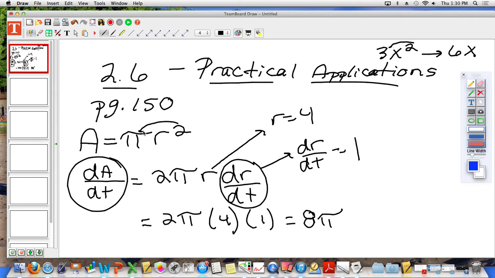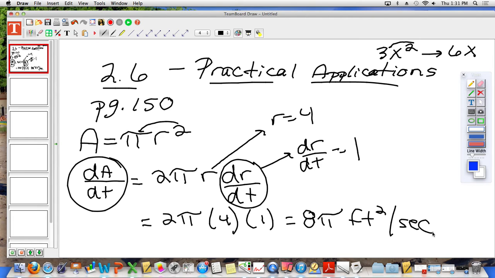All right. So now we are trying to figure out how quickly the area is changing. We have an answer of 8 pi, but this answer doesn't really make sense unless we give it a label, a unit. So what are we talking? Feet? Inches? Square feet per second. So it's 8 pi feet squared per second. Isn't it feet per second squared?